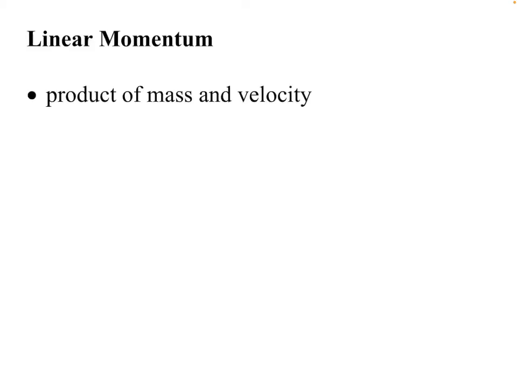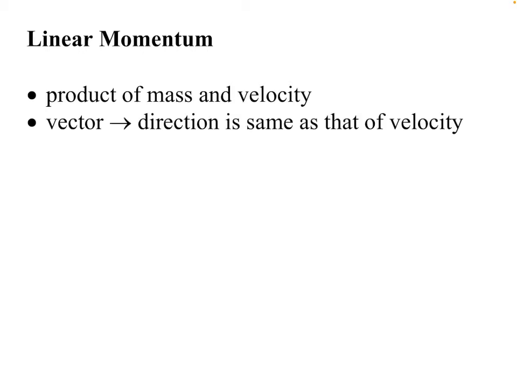What is momentum? The momentum of something is basically anything with mass that is also moving. It's just the product of mass and velocity. That's all it is. However, it is a vector, so it does matter what direction momentum is in, which is, of course, the same as the velocity. So super duper easy to calculate. It's just mass times velocity.